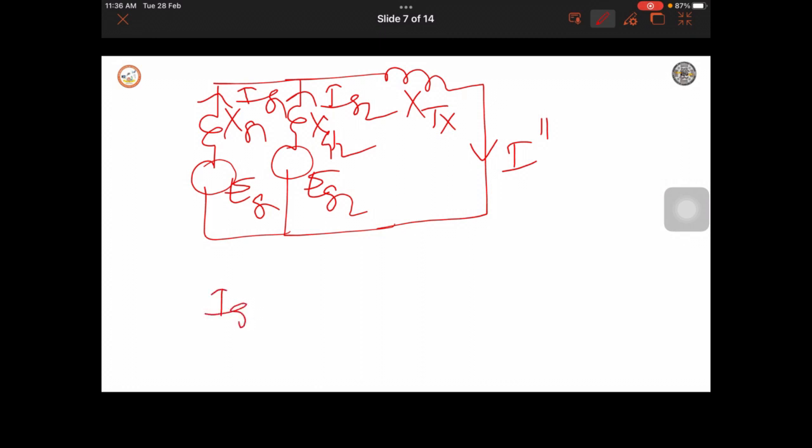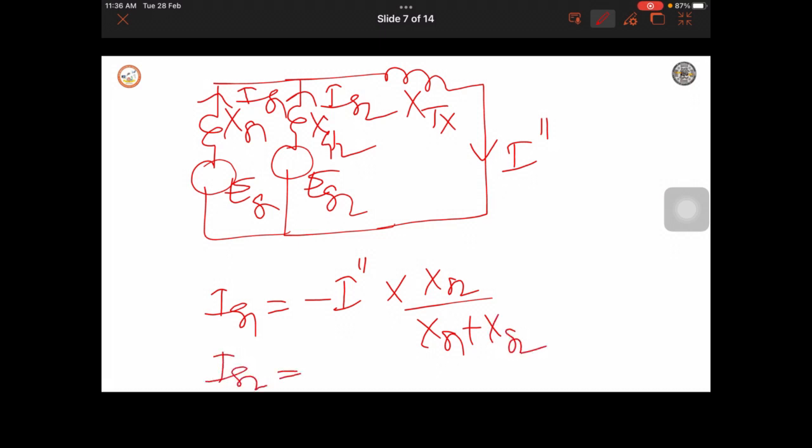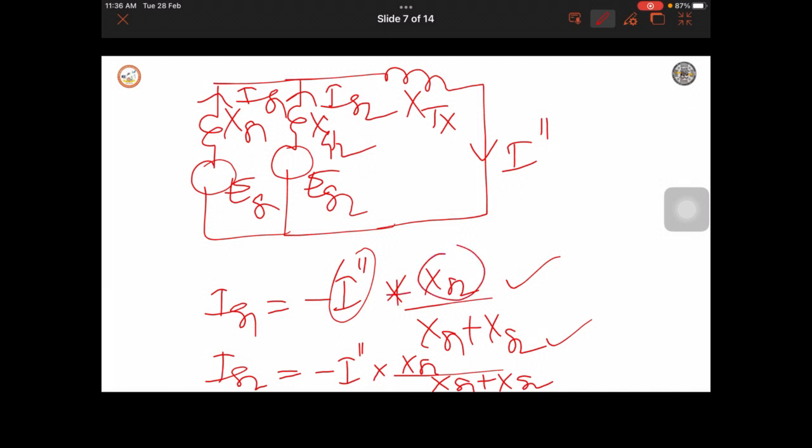So, the current Ig1 is the main current I dash into the opposite branch Xg2 divided by Xg1 plus Xg2. Similarly, Ig2 is equal to the main current multiplied by the opposite branch divided by the sum of the branch reactances. By using these formulas we know the short circuit current, and we know the values of the reactances of generator 1 and generator 2. By knowing this, we can find the subtransient currents flowing in generator 1 and 2.